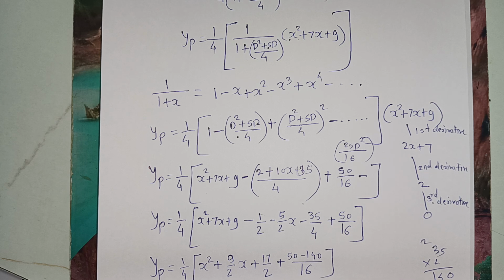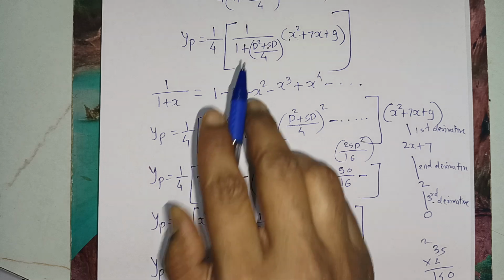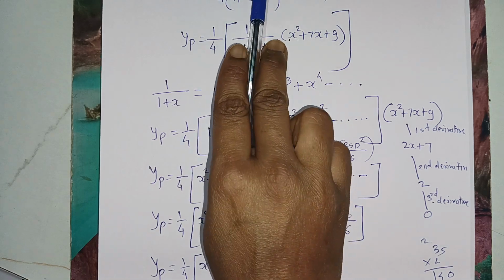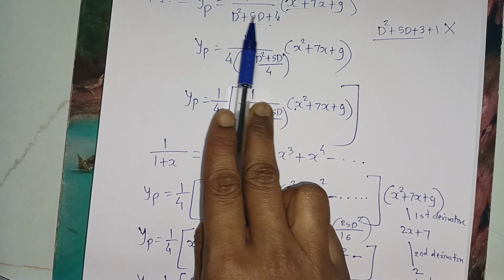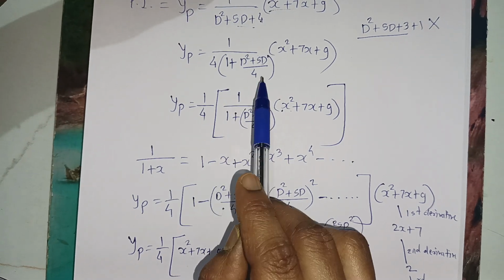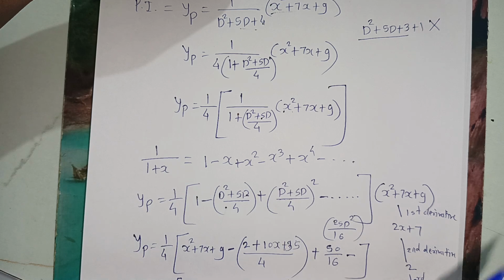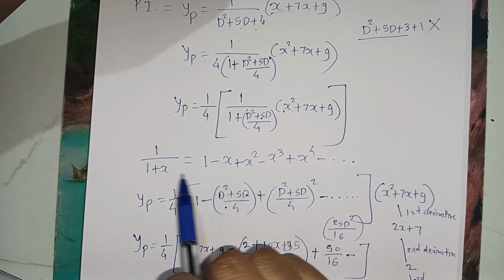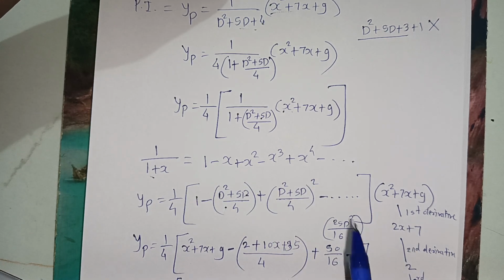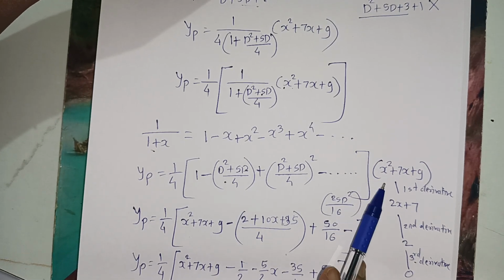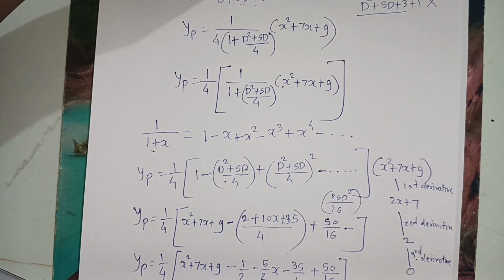This is your yp. So the key step is that you have to take the constant term in common, and all further steps are easy to understand. You have to take this 4 in common and then do the usual steps, using 1 upon 1 plus x. Study derivatives of polynomials and you will understand. Okay, thank you.